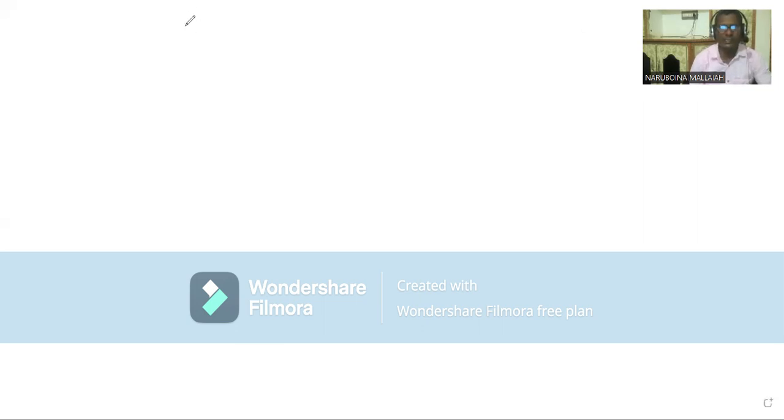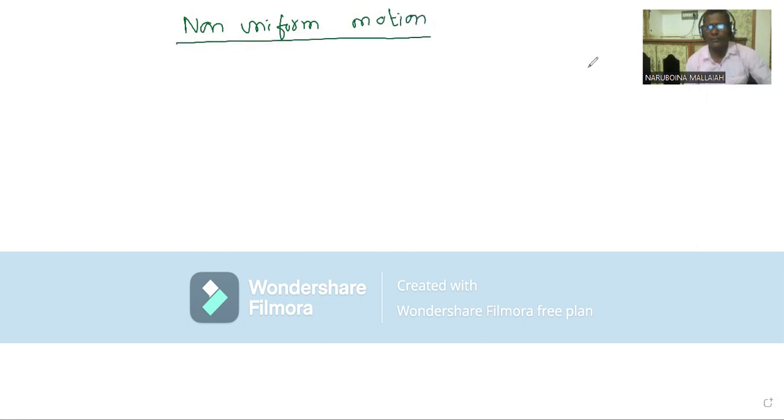Now let us discuss non-uniform motion. If a body covers unequal distances in equal intervals of time, then we say the body is in non-uniform motion. I am writing its definition.